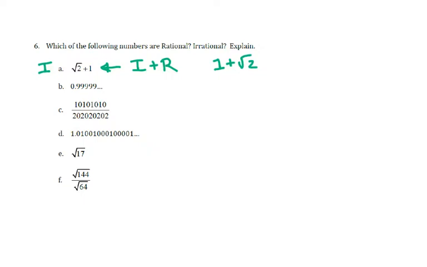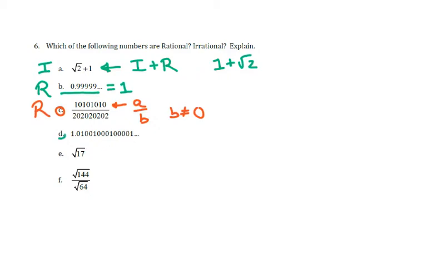Okay, what do you think about B? Do you remember that we showed that this is equal to the number 1? So this is rational. Right, let's look at C. This is an integer. Call it A over B, and B does not equal 0. So this is rational.